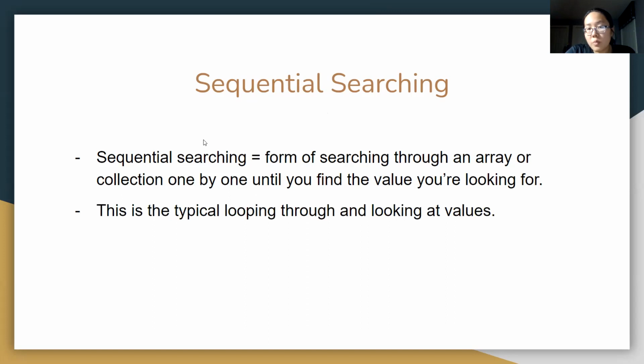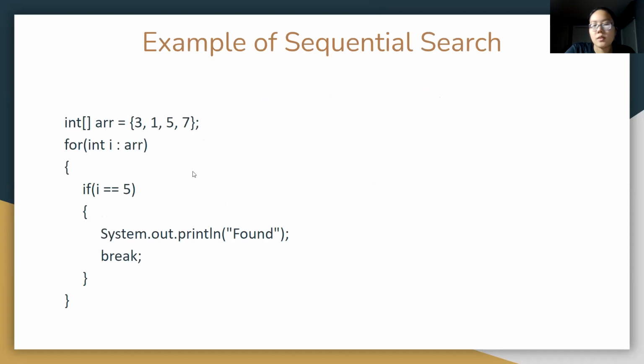That's typically looping through the array and then just looking at values. For example, this should hopefully look pretty familiar. You're creating an array with a certain amount of values, and you're going through this array. Remember that this is an enhanced for loop, and we're going through every single element of the array. If any of the values i are equal to 5, let's say, then we print out found, because we found the value we were looking for. And we break out of the loop because we're done. We don't need to go on any further.